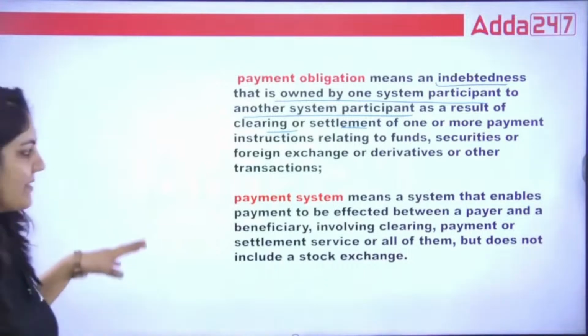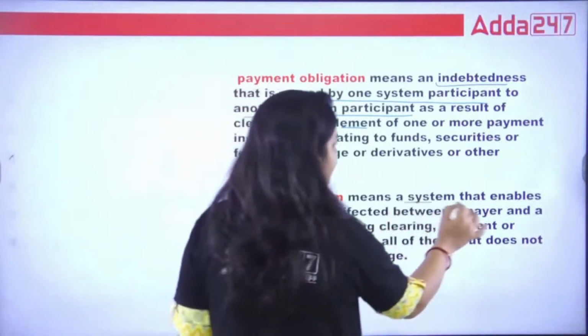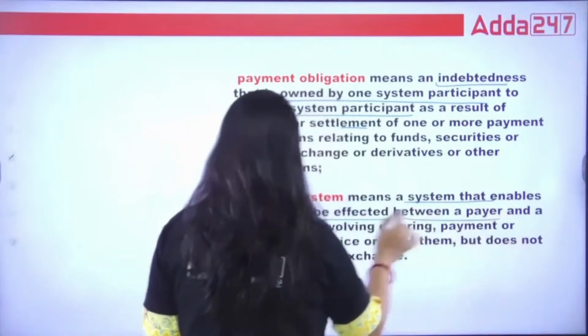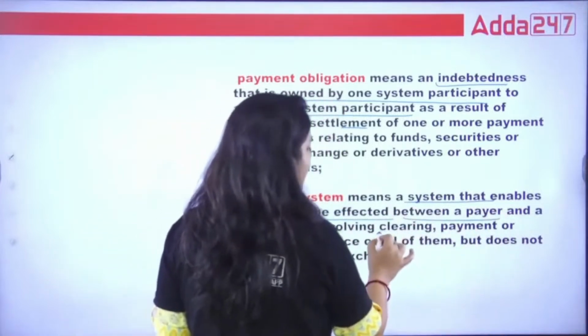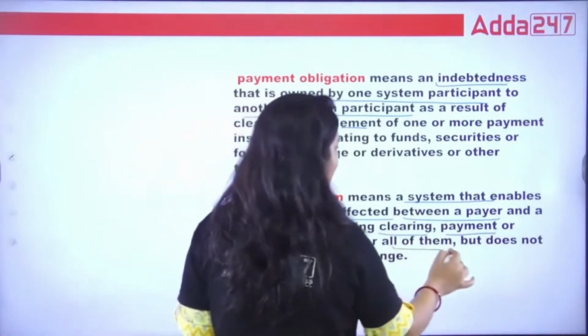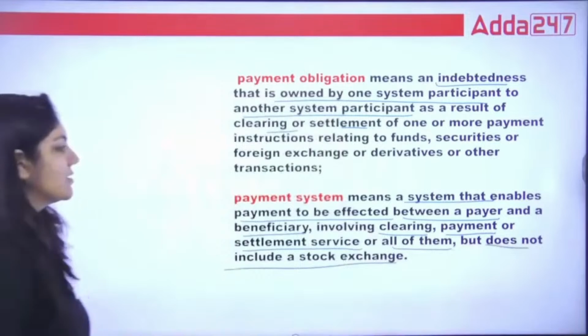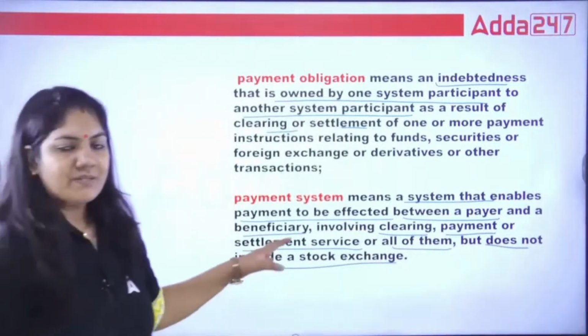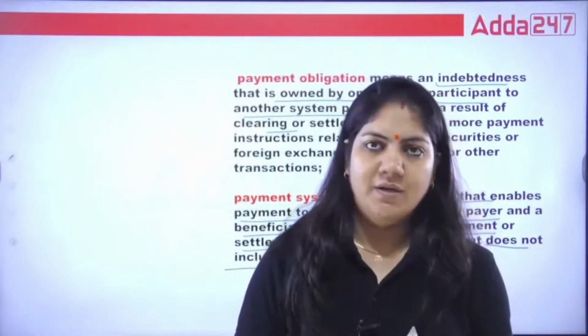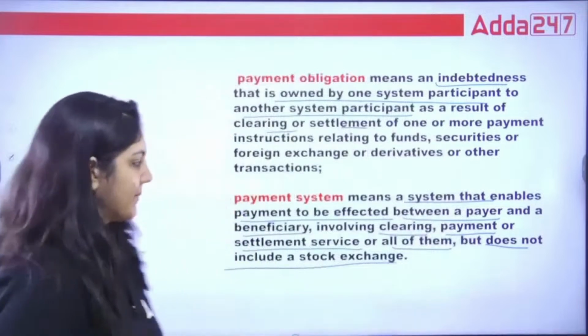And what is payment system? The system that enables payment to be effected between a payer and a beneficiary involving clearing, payment or settlement service, or all of them, but does not include a stock exchange. So payment system is basically your Google Pay, PhonePe, Paytm, etc. So these systems are also controlled by the RBI.